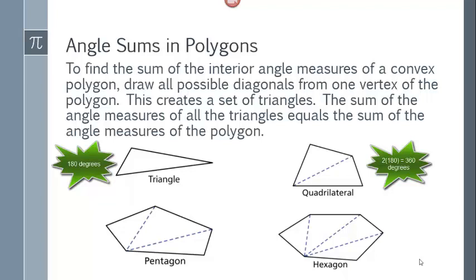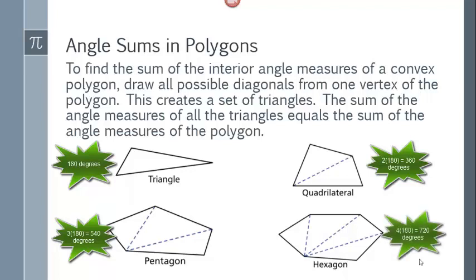Likewise, in a pentagon, again, choose any vertex to start at and draw all of the diagonals from that one particular vertex. You can see a pentagon, we could split into three triangles. Okay, so we do 180 times 3 to get the sum of the angles of the pentagon, in this case 540. And finally a hexagon. If we choose one vertex, we can draw three diagonals from any one vertex. That splits the hexagon into four triangles, so the sum of the interior angle measures of a hexagon is 4 times 180, or 720.